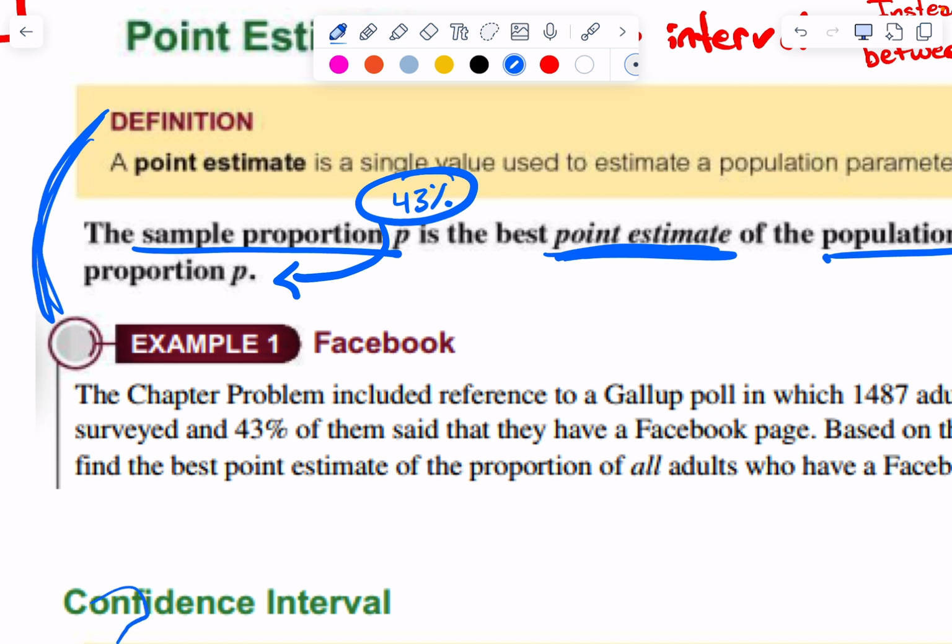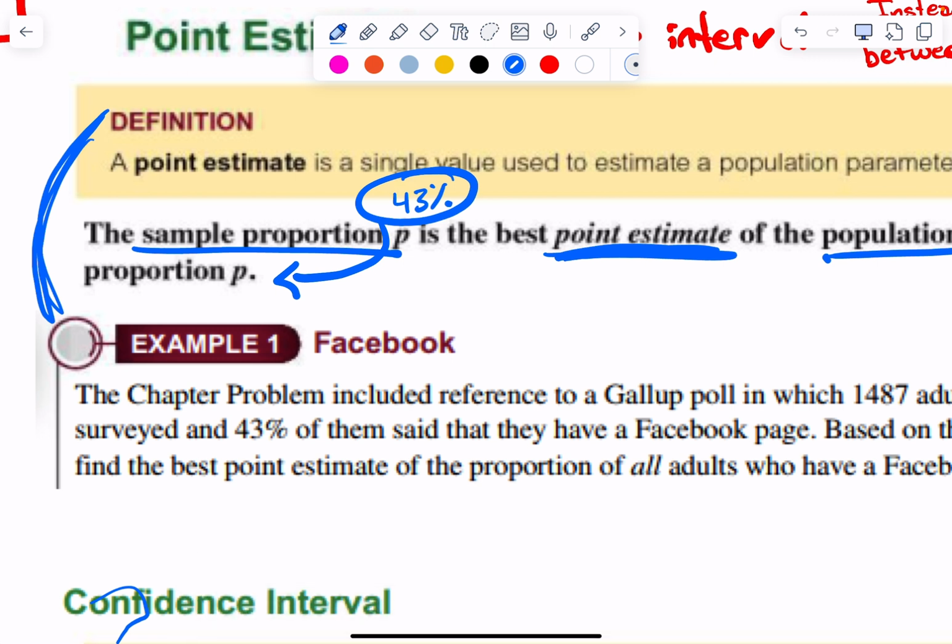Yeah, correct. Right. And then if I gathered more data, so if my n got larger, then that number would be a better point estimate, right? So whatever my sample is, that number will be the best point estimate. If I increase my sample, that makes it even better. Yes, I get it. Yep.